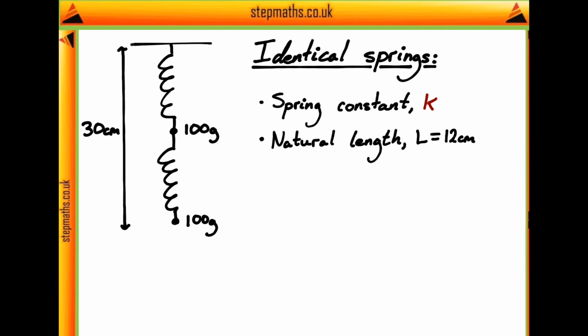We're told that we take these two springs and attach them together with a 100 gram mass at the point where the two springs connect and a 100 gram mass at the very bottom of the two springs, and that they're hung from the ceiling, and that their total length in this case is going to be 30 centimetres, not including the lengths of these 100 gram masses.